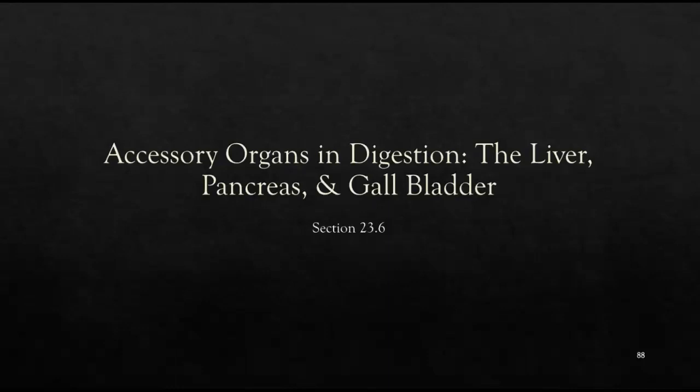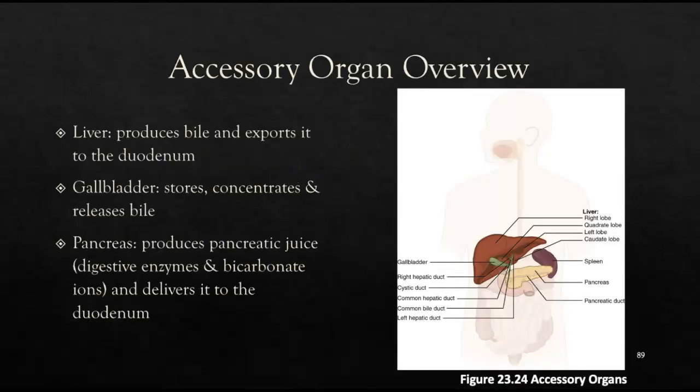We'll be talking about section 6 in our video lecture of the digestive system, where we are going to talk about the accessory organs in digestion, including the liver, pancreas, and the gallbladder. So we'll start off just naming what these organs are and what they do.